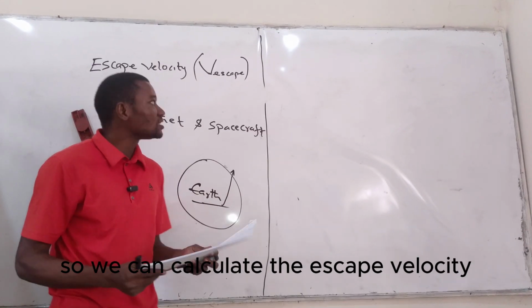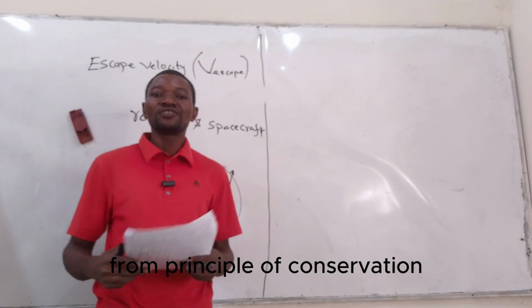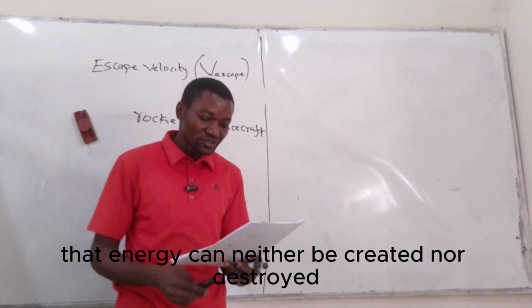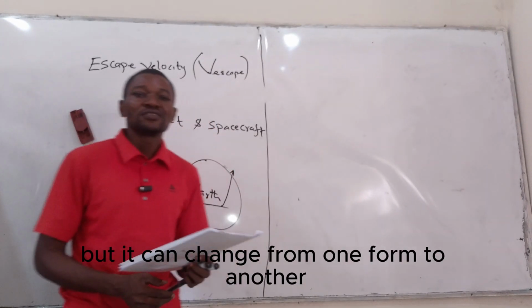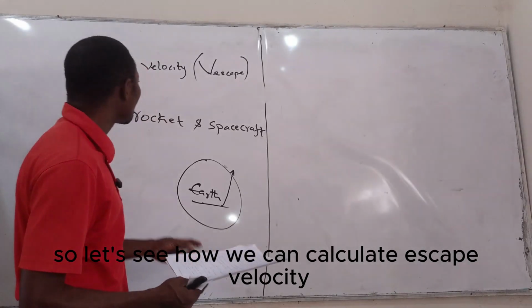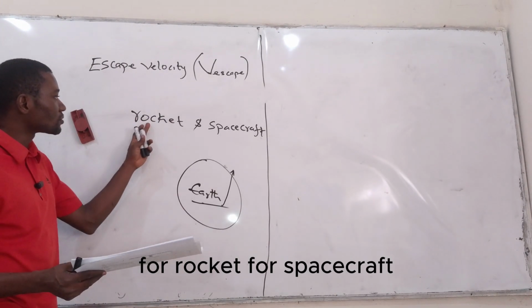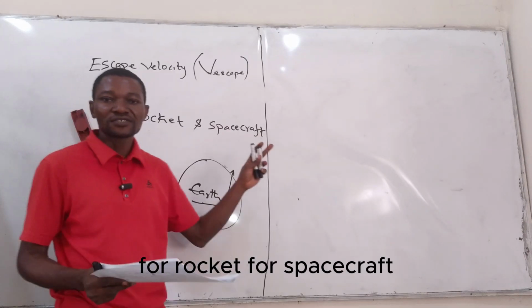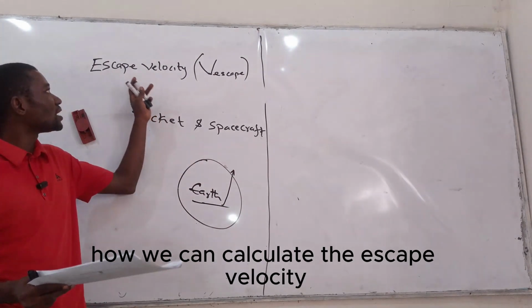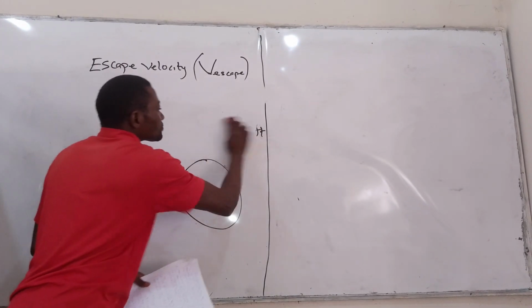So we can calculate the escape velocity from the principle of conservation of energy. Energy can neither be created nor destroyed, but it can change from one form to another. So let's see how we can calculate escape velocity for a rocket, for a spacecraft, or for any object we want to launch into space.